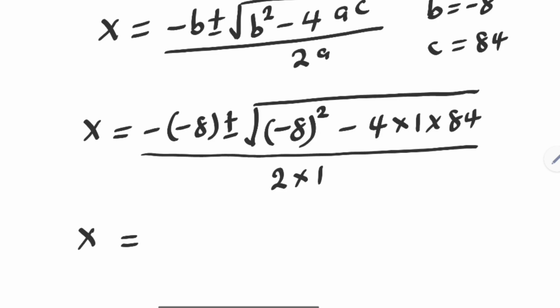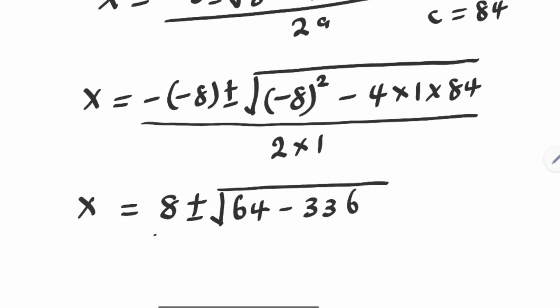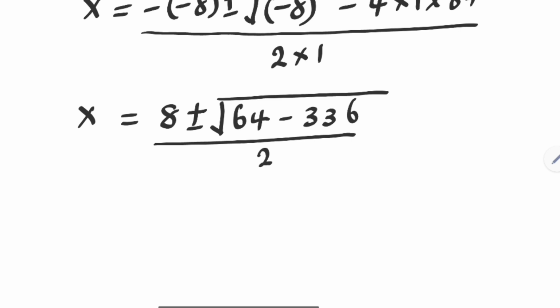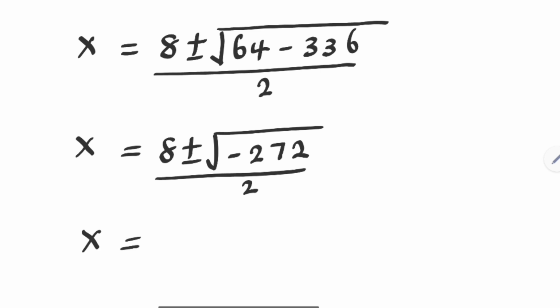x is equal to minus times minus 8, that is plus 8, plus or minus square root of minus 8 squared, that is 64, minus 4 multiplied by 1 multiplied by 84, 336, divided by 2 multiplied by 1, 2. x is equal to 8 plus or minus square root of 64 minus 336, that is minus 272, divided by 2. x is equal to 8 plus or minus square root of 272, and 272 is equal to 17 multiplied by 16.